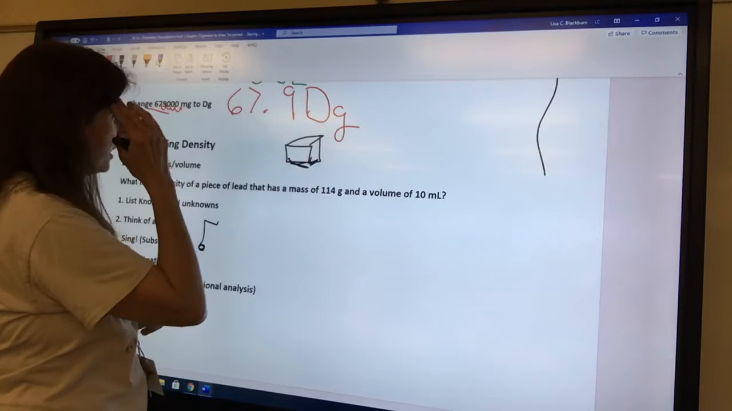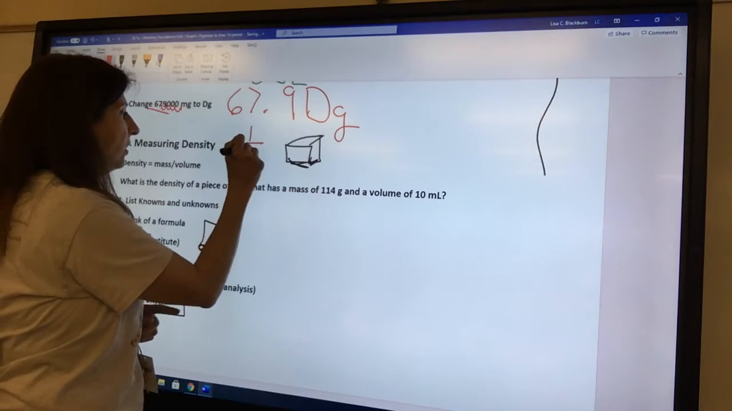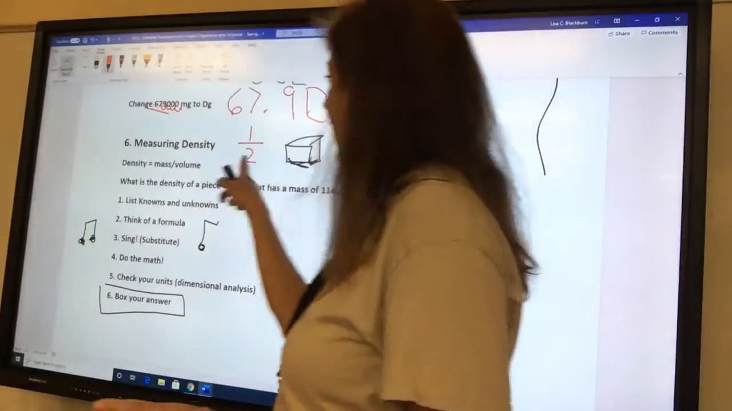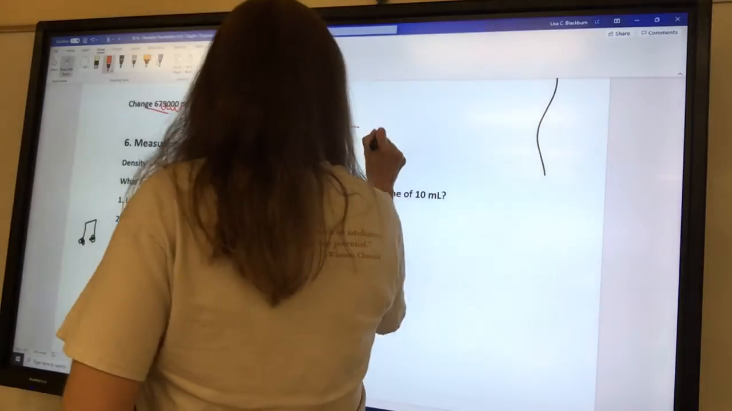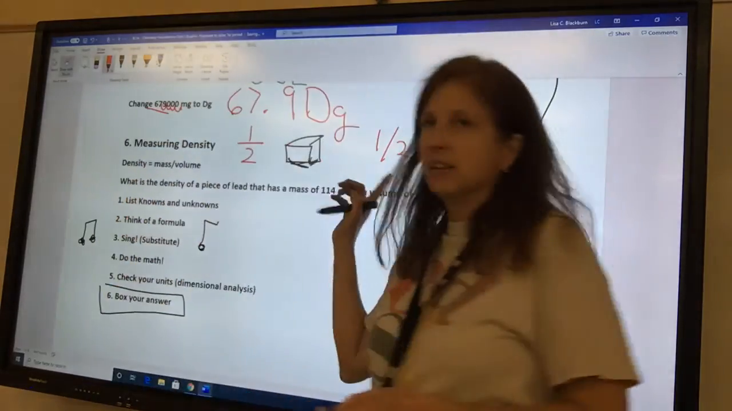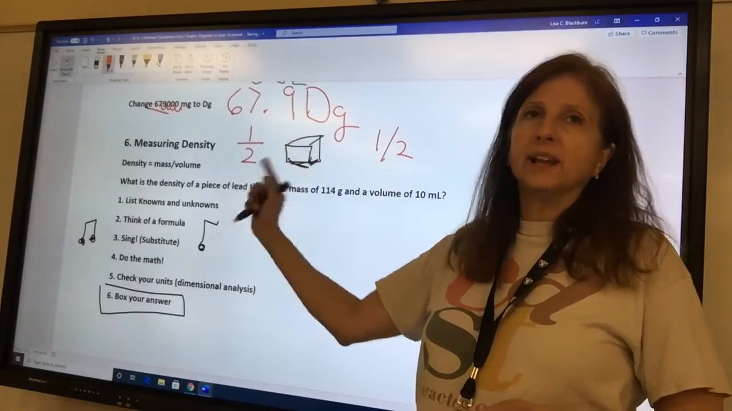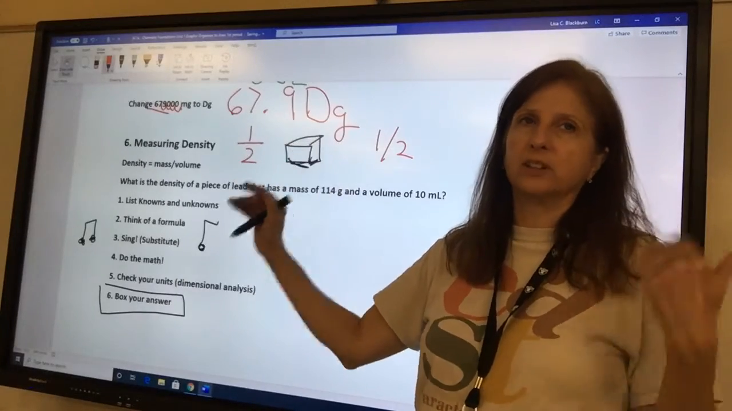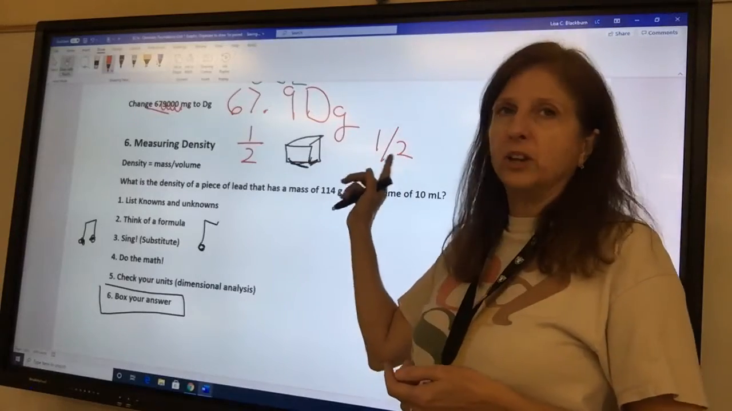If you have 1/2, I want flat fraction bars. Now, why in the world? I did it as a slash because typing, it doesn't like to do a fraction bar. It's too big of a pain. But I don't want you writing this.